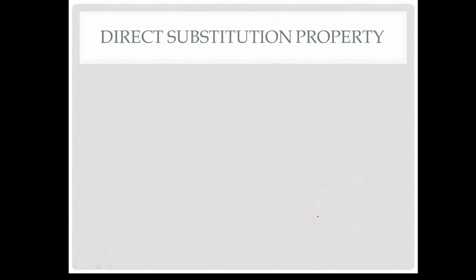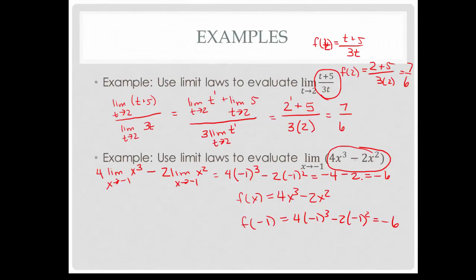Okay, so for example, go back to this one. The 4x cubed minus 2x squared as a function is not a problem because that particular function is a polynomial. What's the domain of every polynomial?